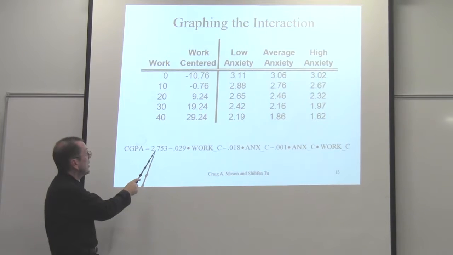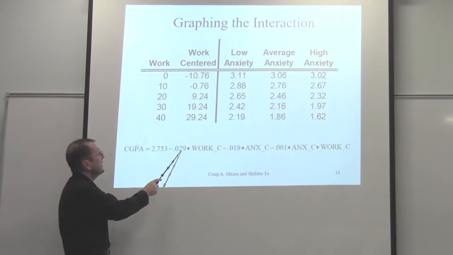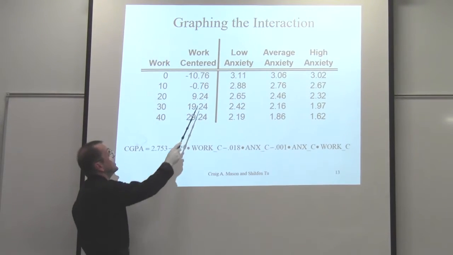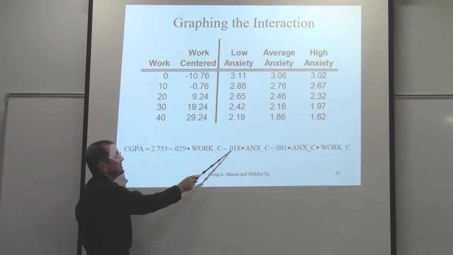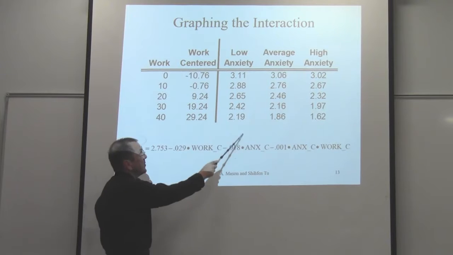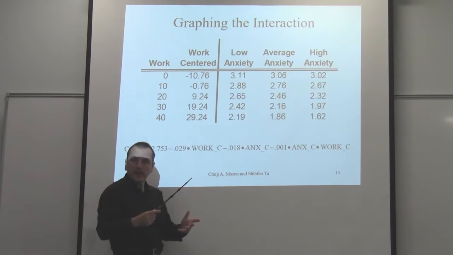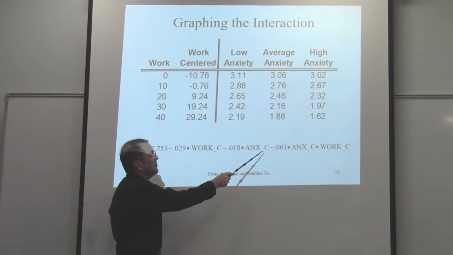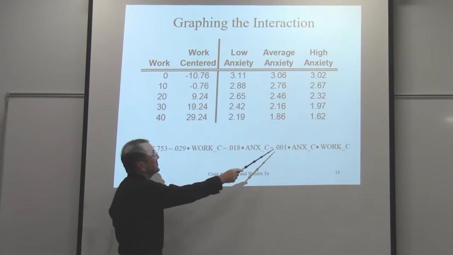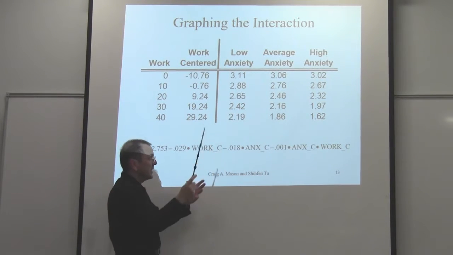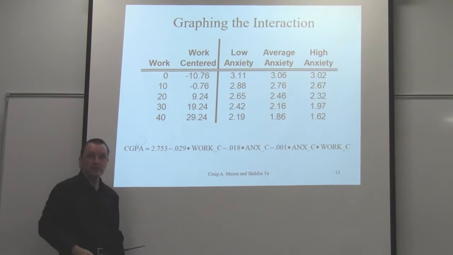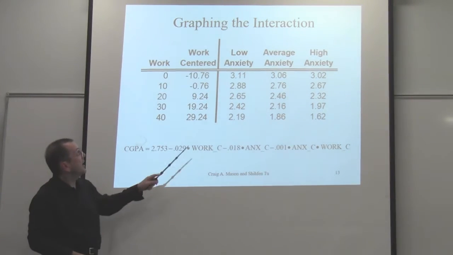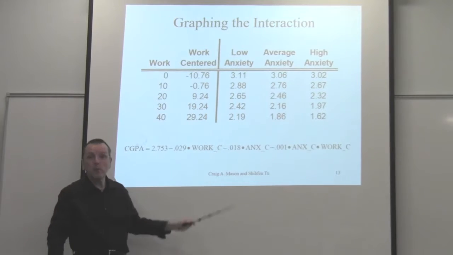So you just start with 2.75 minus 0.29 times -10.6, minus 0.18 times -5.9, minus 0.01 times -5.9 times -10.76, and you get a predicted GPA of 3.11.